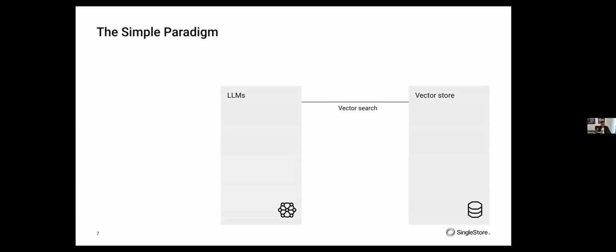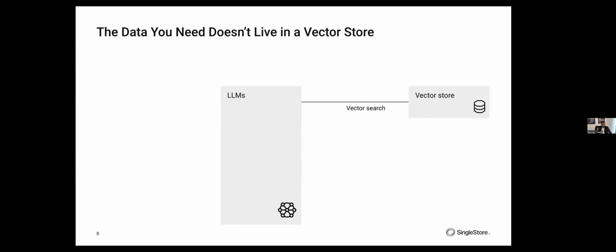Now, the simple paradigm around prototypes for AI applications is I have my LLMs, I have my vector store, and I need to do vector search across my vector store. And this is how we see a lot of our customers leverage databases like Pinecone when they get started, Milvus when they get started, and various other databases when they get started. Now, what our customers are telling us is that a vector store just holds one single dimension of the information needed for the LLM.